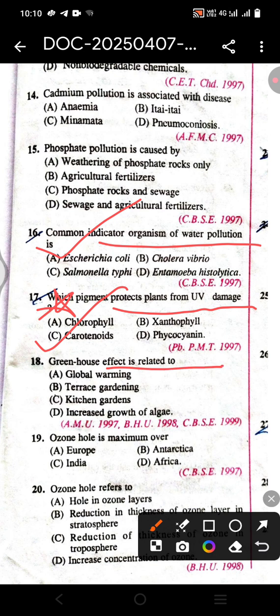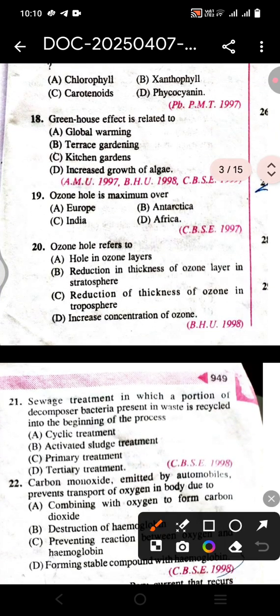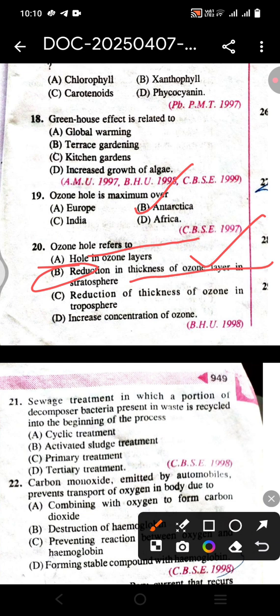Greenhouse effect is related to, so it is related to the global warming. Ozone hole is maximum over, it is maximum over the Antarctica. Option number B is correct one. Ozone hole refers to the reduction in the thickness of ozone layer in the stratosphere. Option number B is correct one.